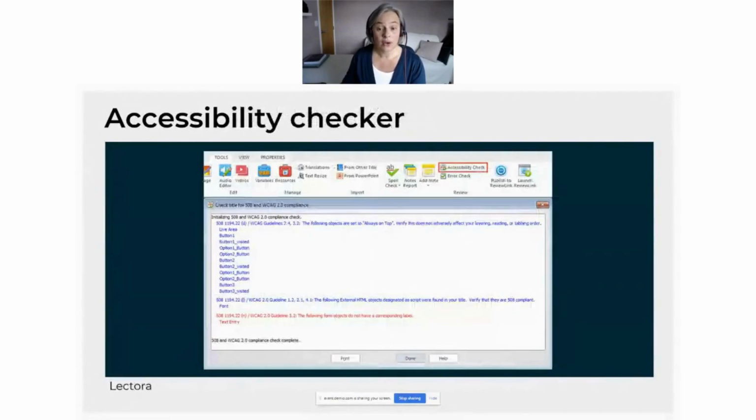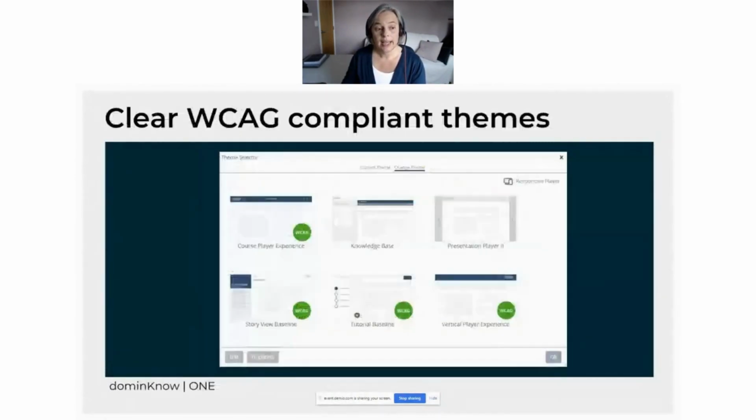Accessibility checkers are another great feature. We're quite used to them in our Office applications, in PowerPoint, for example, and Word documents, but it's also possible. Some tools provide them in the e-learning authoring tool. It's very helpful. Clearly labeled WCAG compliant themes. So if you have themes that have been created and they meet all of the conditions that you need for the web content accessibility guidelines, that's really useful to know.